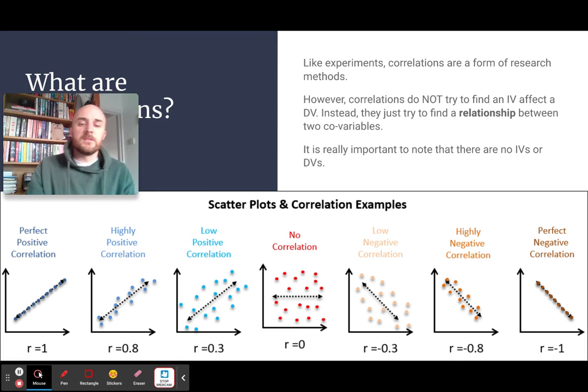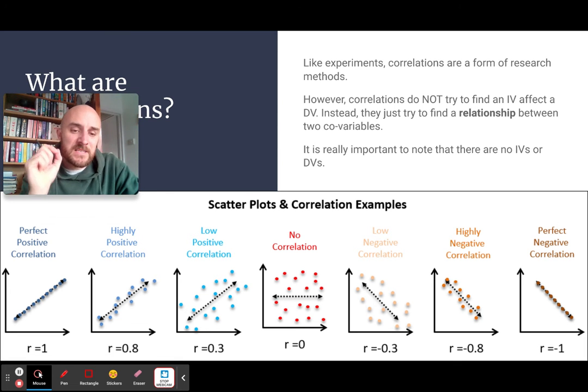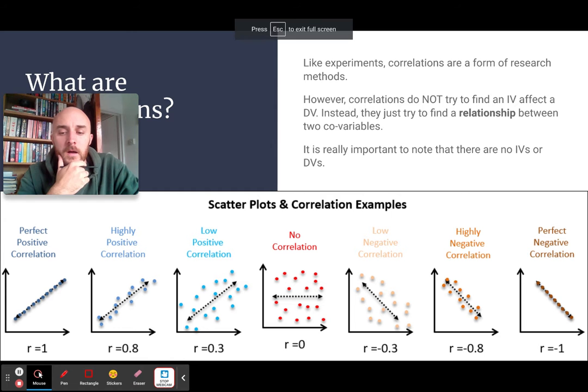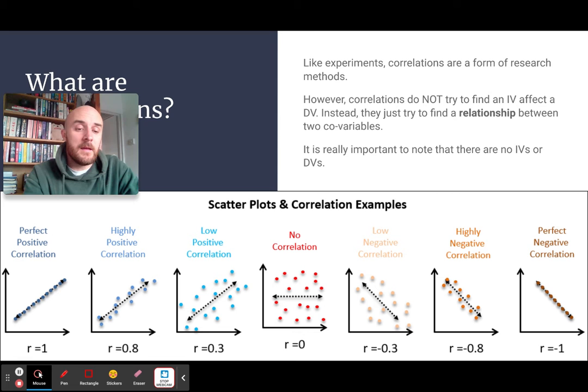Now, one thing you do need to know is that correlations are shown via scatter graphs like the ones down the bottom. You do need to know what we mean by a positive and a negative correlation, and that will come with time. Very simply put, a strong positive correlation, which tends to go this way, is when one variable goes up, the other one goes up, or if one variable goes down, the other variable goes down.